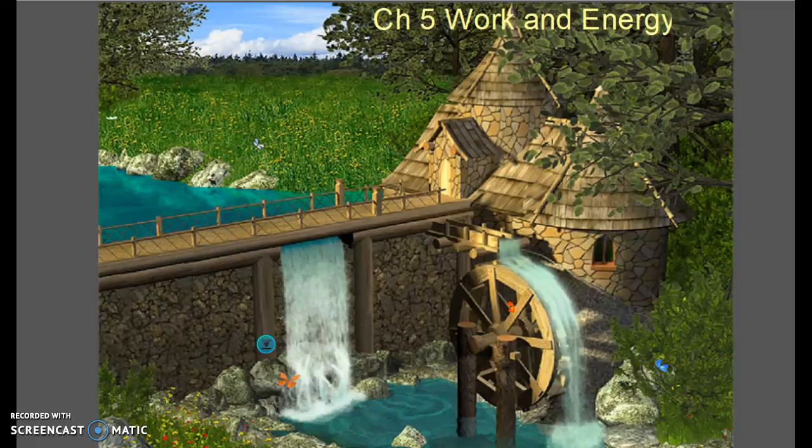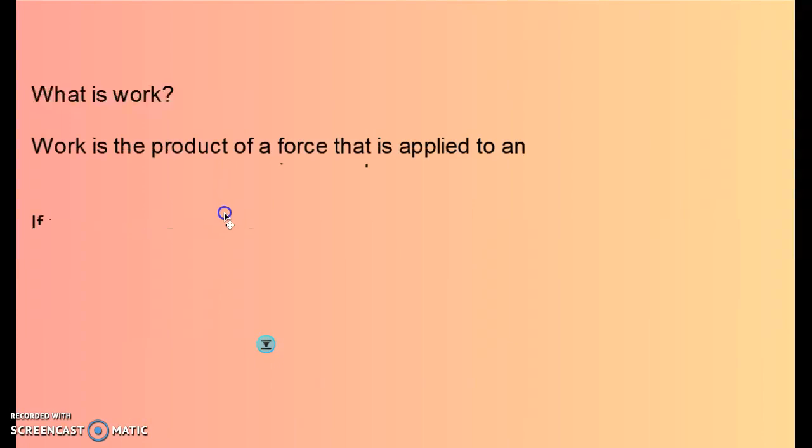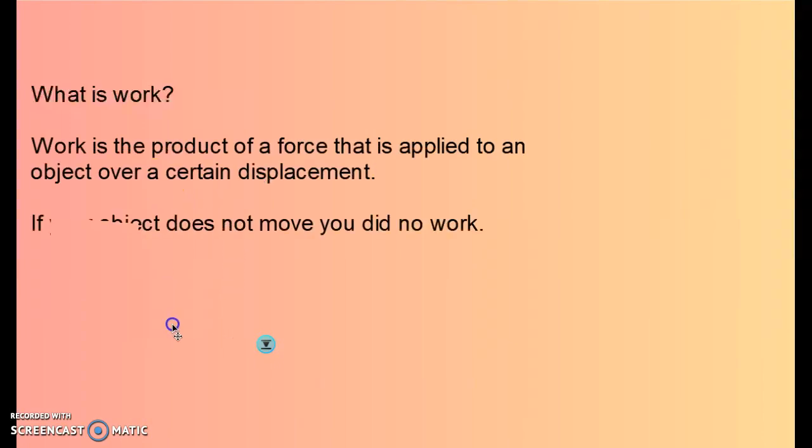Alright, here we are studying Chapter 5, Work and Energy. So you start off with, what is work? And physics would say that work is a product of a force that's applied to an object over a certain displacement. Which means, if you have a force and a displacement, if your object does not move, you did no work to it in the scientific sense.